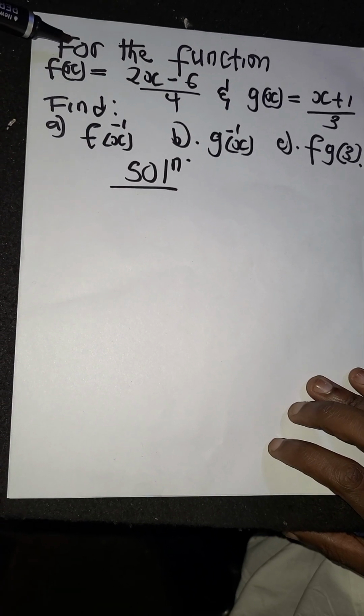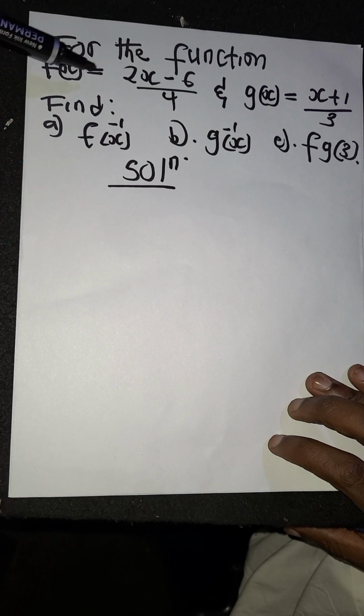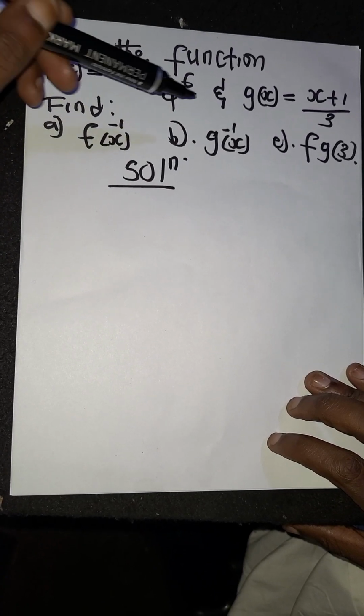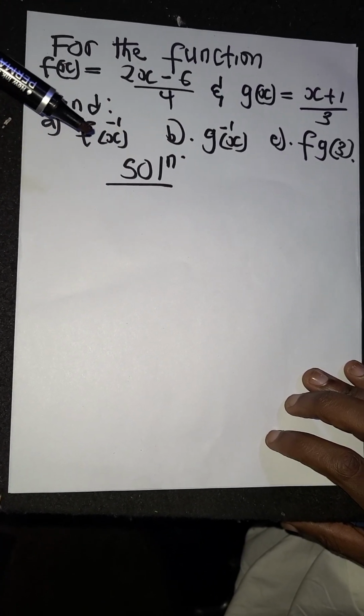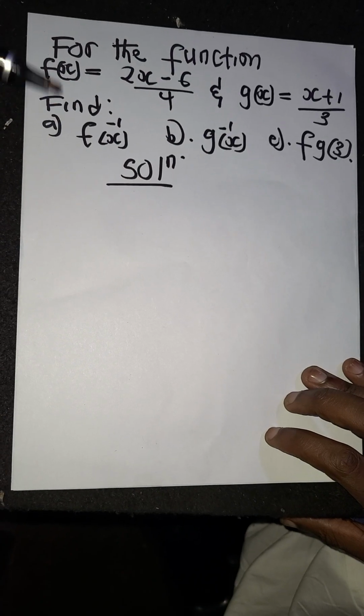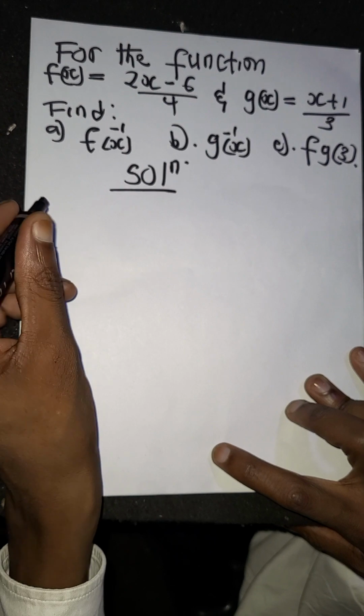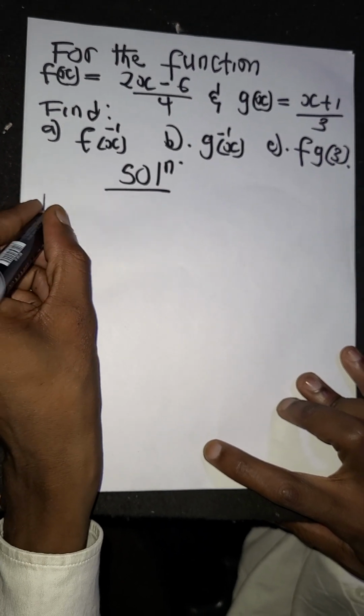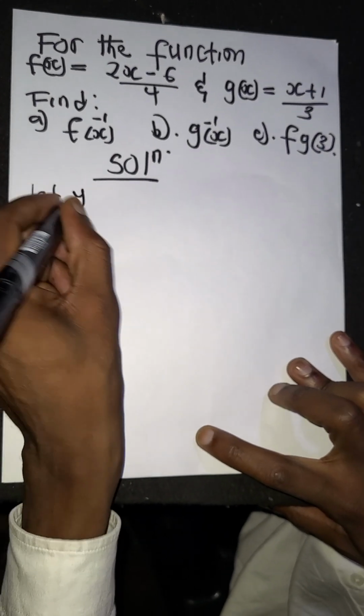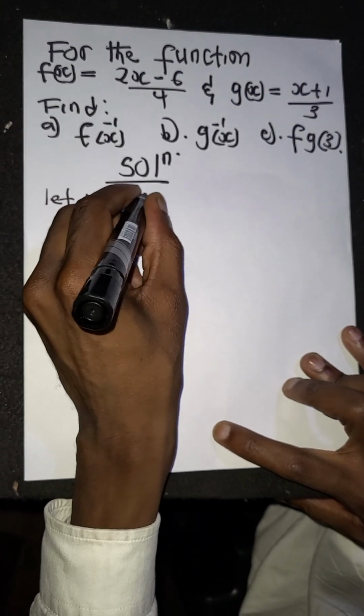So the question says, for the function f of x is equal to (2x minus 6) over 4 and g of x is equal to (x plus 1) over 3, find f inverse of x. Now, to find f inverse of x, all we have to do is write a statement which says let y be equal to f of x.